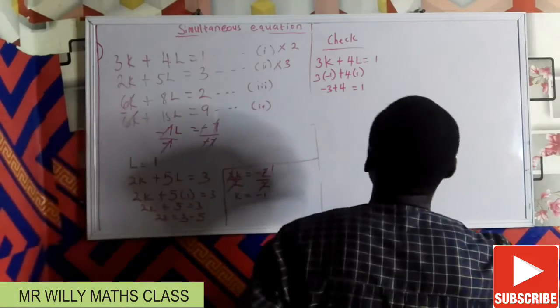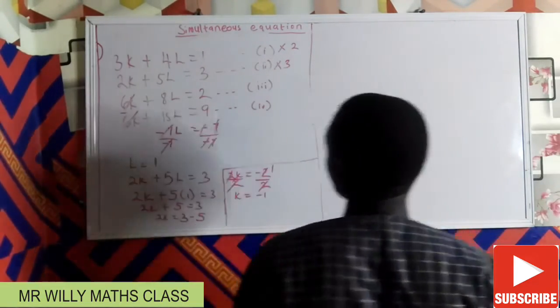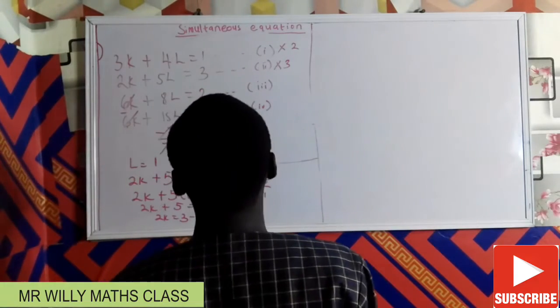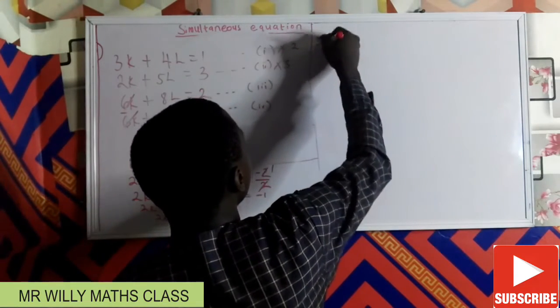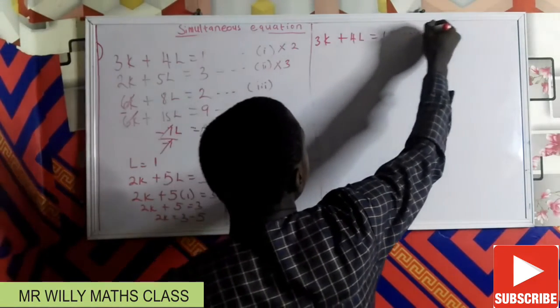Now let's use the other method. Let's use the substitution method to solve the same question to see whether we are going to have the same answer. We're having 3K plus 4L equals to 1 as our equation 1.